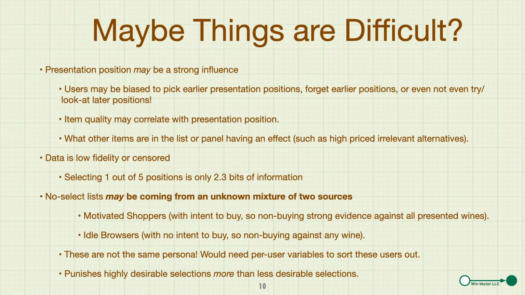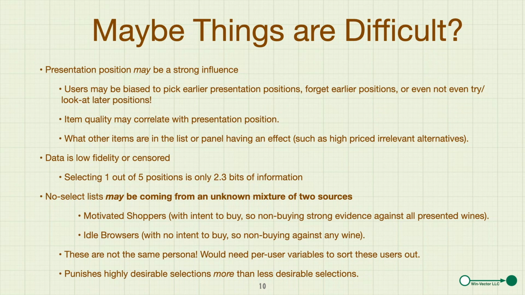So user behavior may be based on pick position. For instance, in web search, it's well known that people don't scan past the first 2 entries. Or it could be the irrelevant alternative recentering effects, that showing a very expensive item in a list makes people more willing to pay for somewhat expensive items.